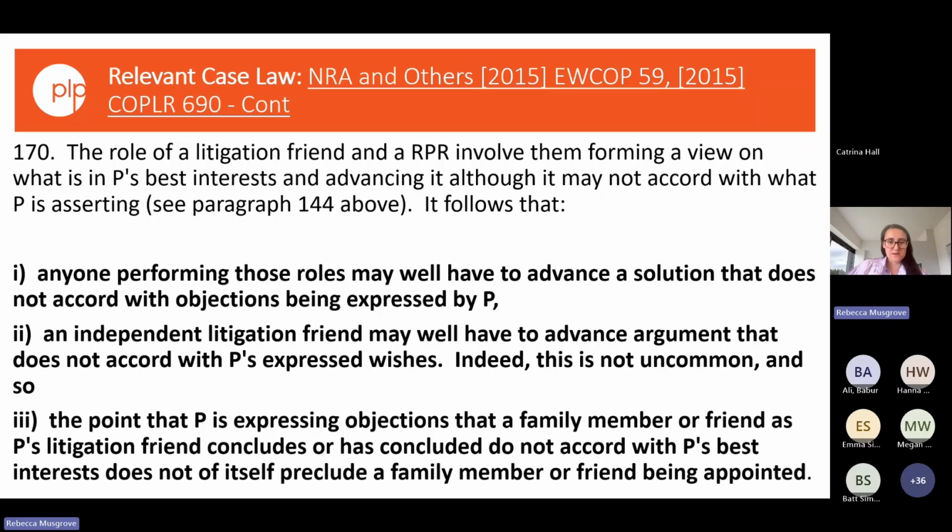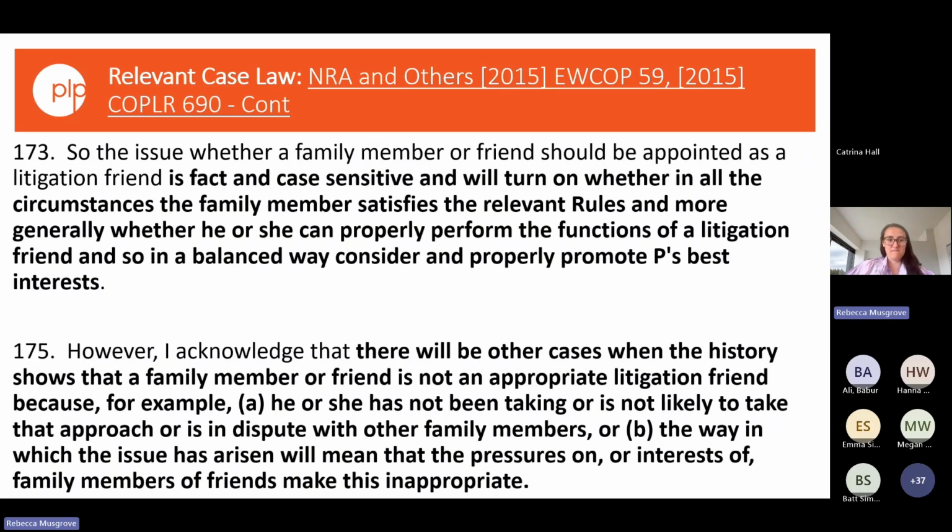An independent litigation friend may well have to advance argument that does not accord with P's express wishes. Indeed, this is not uncommon. And thirdly, the point that P is expressing objections that a family member or friend concludes do not accord with their best interest, does not in itself preclude them. So it's difficult, isn't it, to weigh up? But I think, again, it comes back to that being fact specific and also comes down, I think, to the individual personalities involved in these cases. So paragraph 100, it's fact and case sensitive. It's going to turn on the circumstances of the family member involved.